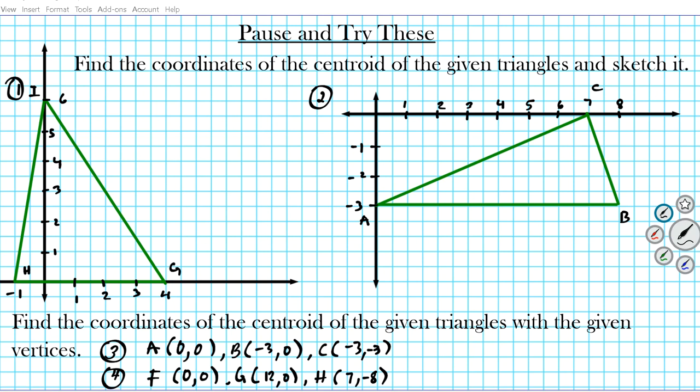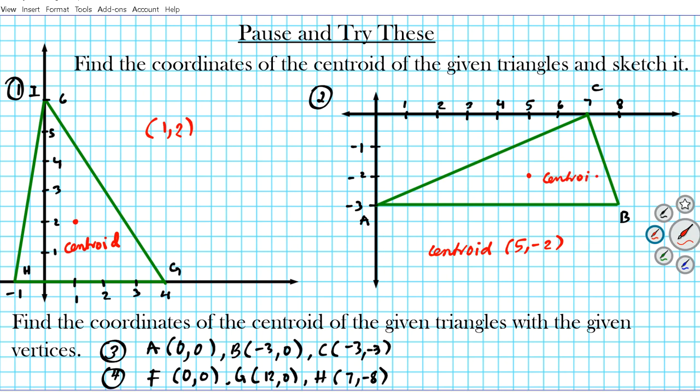Welcome back. Hopefully you had a chance to try the problems. Let's take a look at what the answers are. For problem number 1, the centroid is 1, 2. Graph that, 1, 2. There's a centroid right there. For number 2, the centroid is, what is it? It's 5, -2. It's right here. Bam.